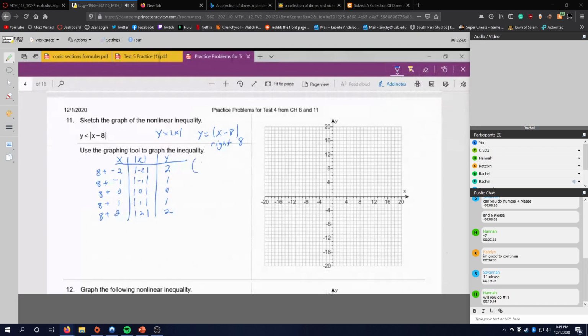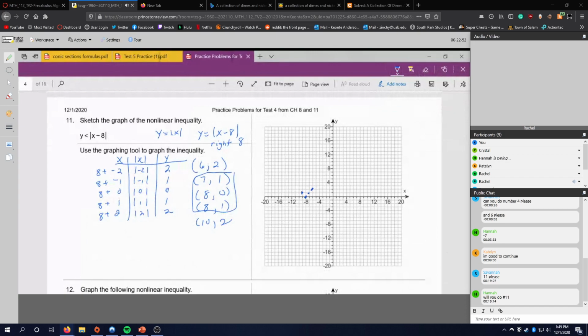So your ordered pairs is 6, 2, 7, 1, 8, 0, and then 8, 1, and 10, 2. So if I go to the left 6 and up 2, and then 7, 1, and then 8, 0. So you're going to have to give this point the vertex and then one more point over here. So it's going to ask you for 3 points. So probably these are the 3 points you would want to put on there.